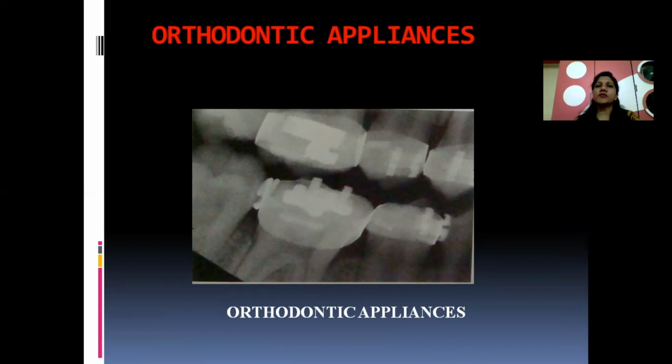Glass ionomer restoration, which is placed in the anterior region as it is more aesthetic, is otherwise radiolucent. But being radiolucent, some companies are adding a radiopacifier so that it appears on the radiograph, so glass ionomer restoration you can include among the radiopaque restorative materials.